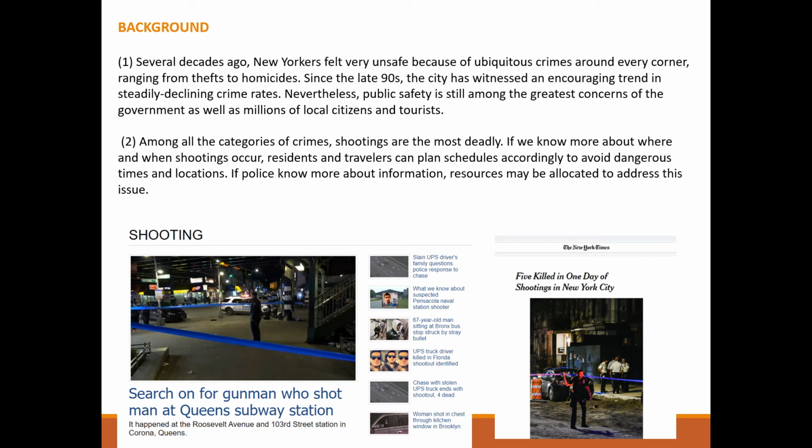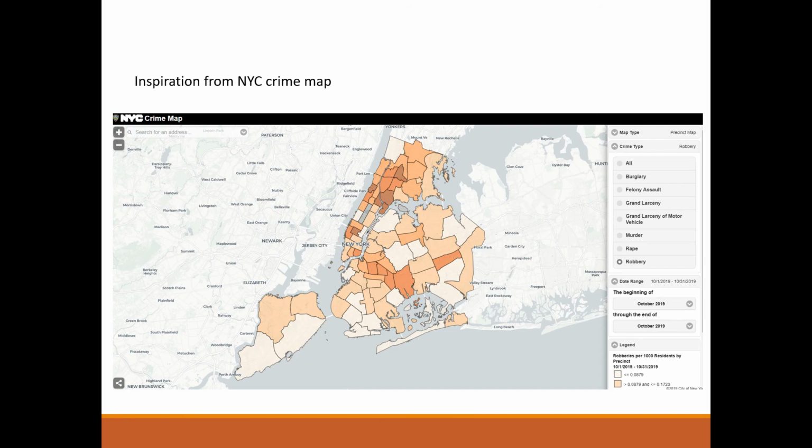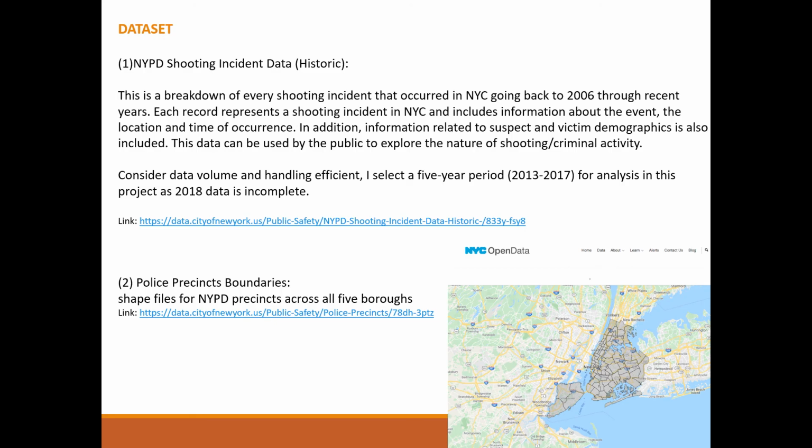If we know more about where and when shootings occur, and if police know more about this information, resources may be allocated to address this issue. I got my inspiration from the New York City Crime Map. This is a very helpful platform run by the government and also available to the public.